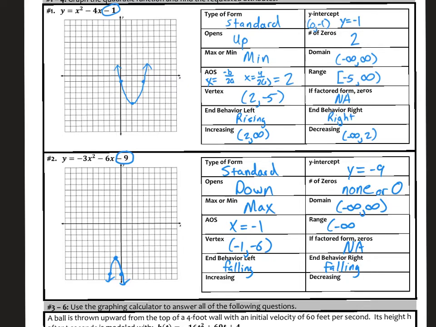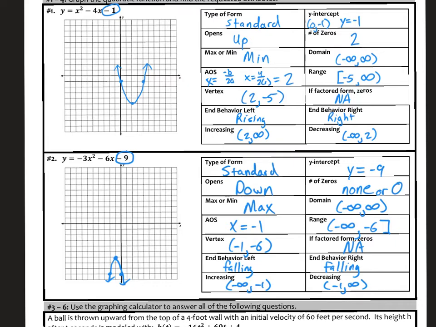Okay, so we're increasing from negative infinity to negative 1. Always x values on increasing and decreasing. Negative 1 to infinity is my decreasing. Okay? My range then, I have to go back and finish that, was negative infinity to negative 6. Okay, very important that we use that bracket and only y values on the range.